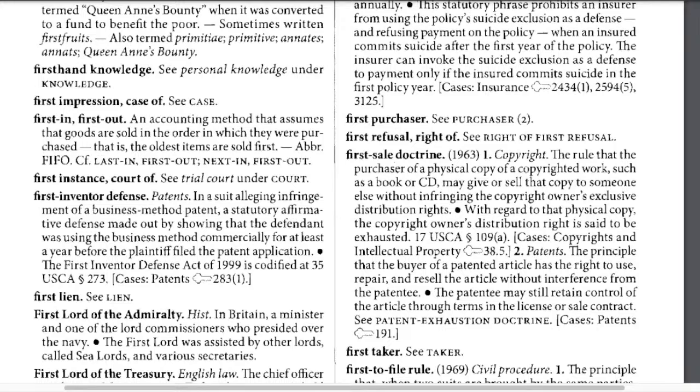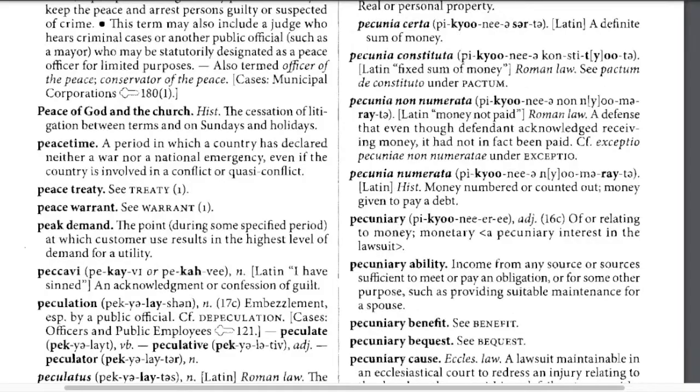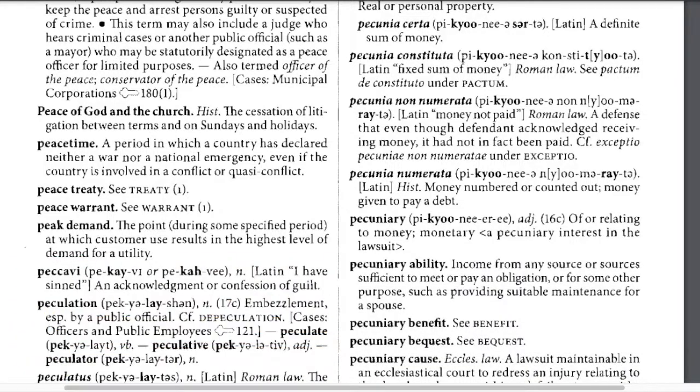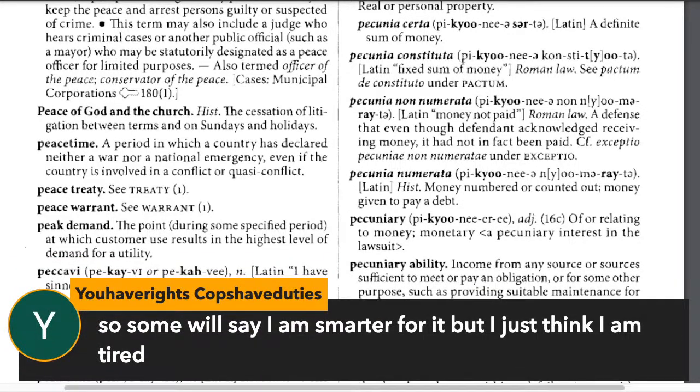While this is scanning up here, let me check over here to the chat. This is a scanned edition here. It takes a while to catch up with the cursor. You Have Rights says, I am sitting here wondering why this stuff is easier for me to comprehend and how I'm holding such an understanding as it weighs these principles. It has come by way of natural progression, trial and error. So some say I'm smarter for it, but I just think I am tired.